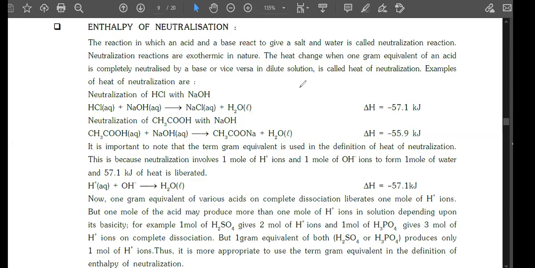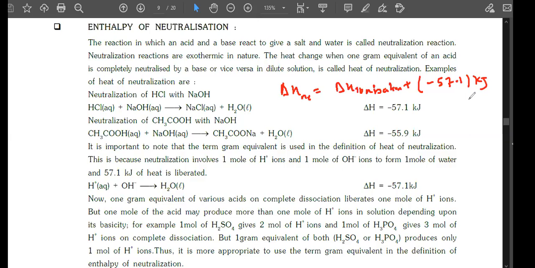So I can say that net delta H neutralization is equal to delta H of ionization that we have already studied last class plus this delta H of combination of H2O, which is minus 57.1 kilojoule. Yes or no? So for weak acid and weak base, there will be some heat of ionization, which is endothermic.